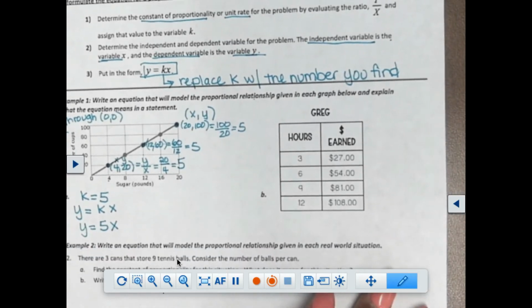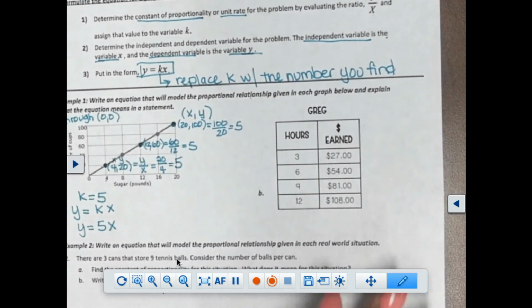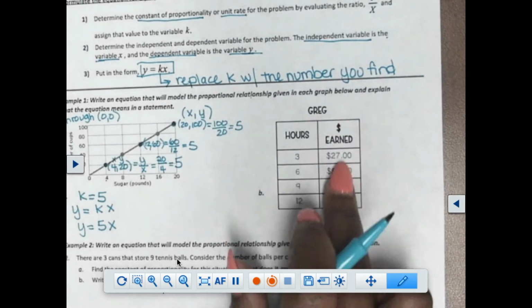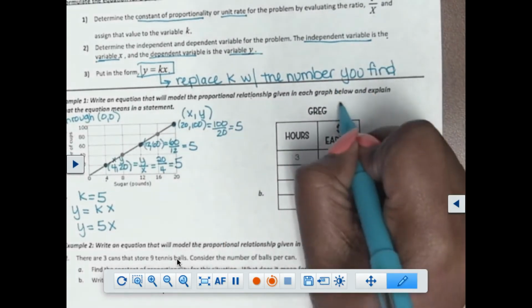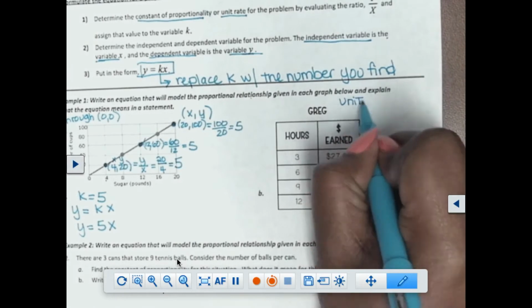Now this one you may have to do just a little bit more work because you're not sure if this is a constant of proportionality based off of a table, so you kind of want to check all the values. At this point, we're dealing with money. And remember, when we deal with money, we said it's called a unit cost.